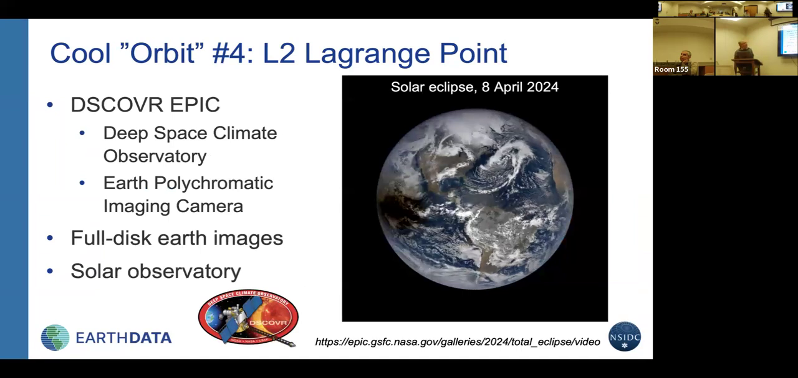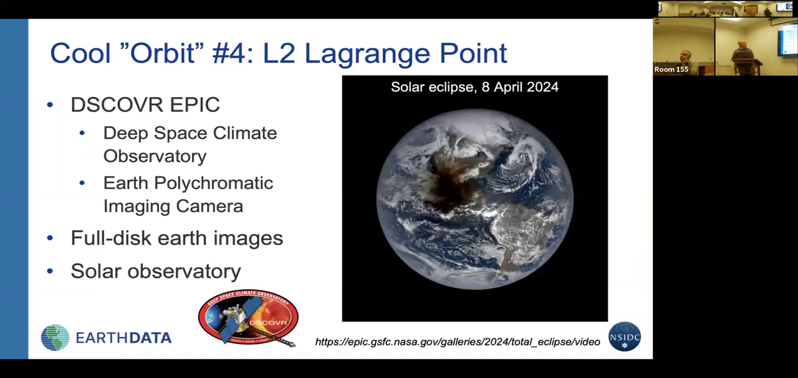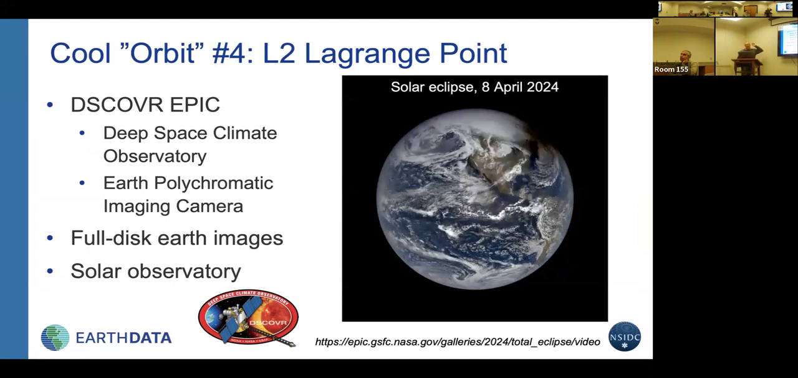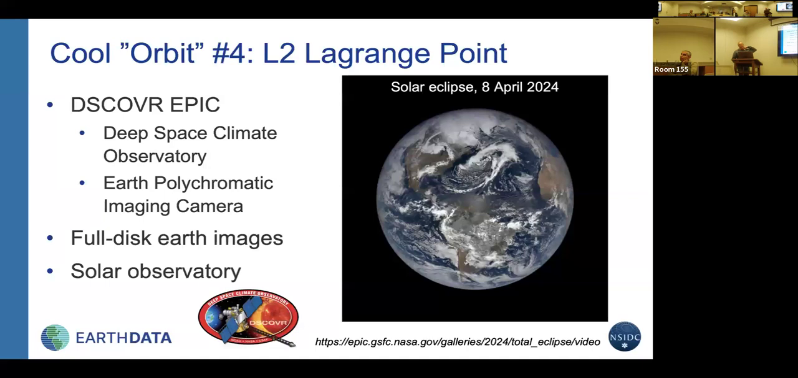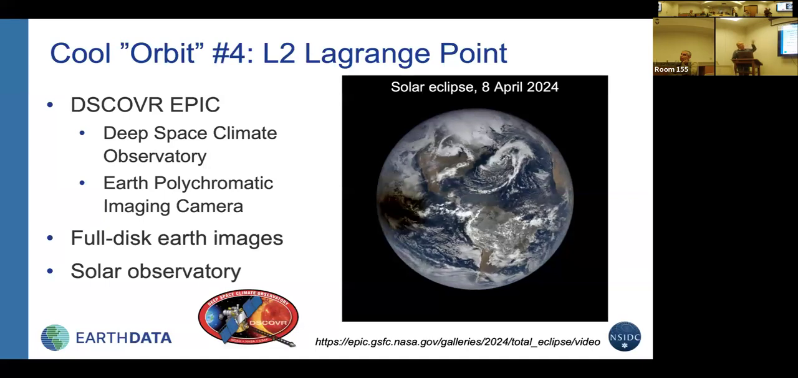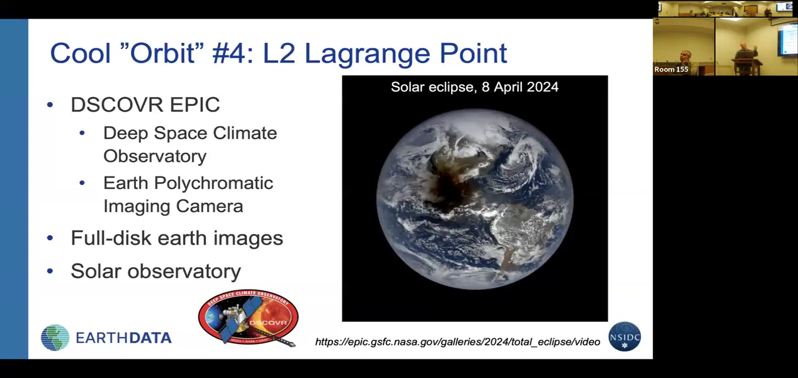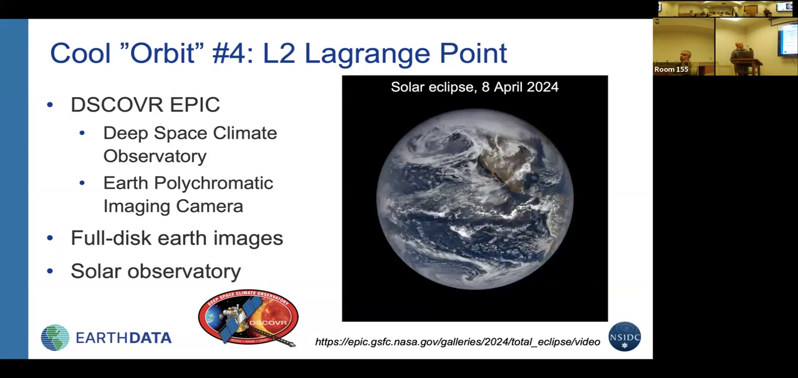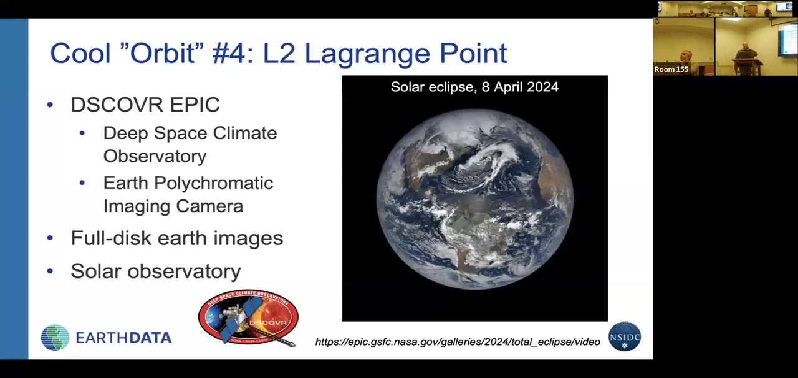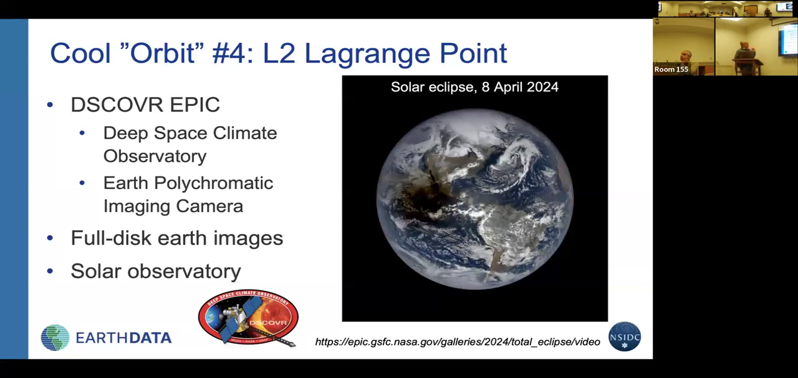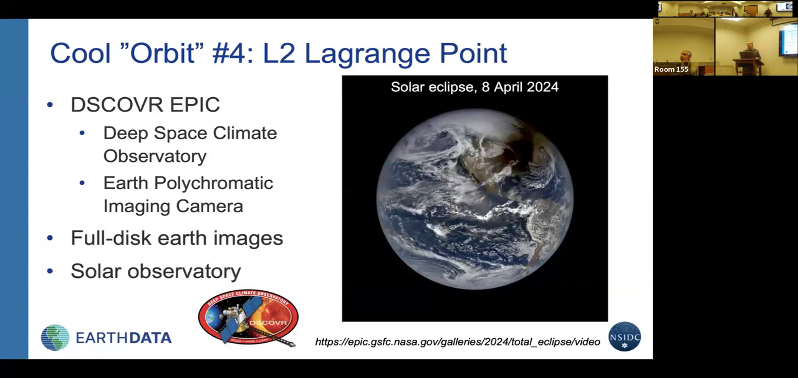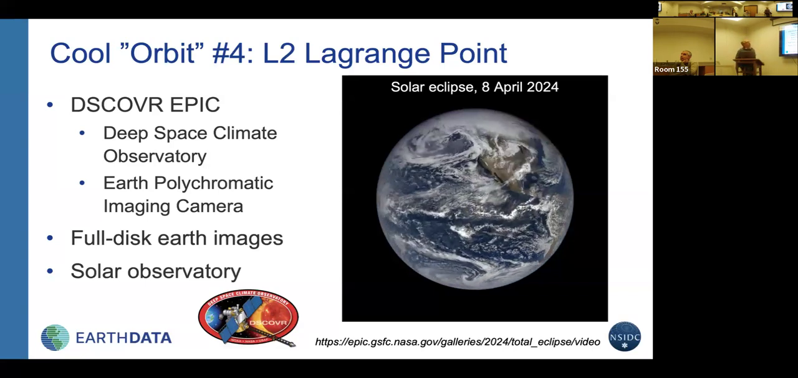So this is a little animation. This is the solar eclipse from last year, from EPIC. EPIC is looking at the Earth from about 1.5 million kilometers away, and that essentially gives you a full disk, so you can actually see the poles from this. It has a lot of sensors on it, and it also has a solar observatory. So one side is looking at the sun, the other side is looking at the Earth.